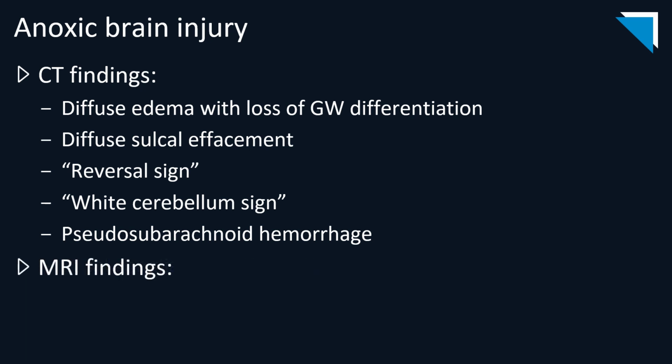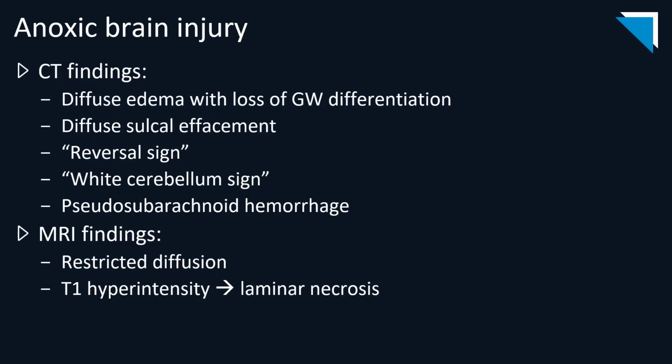MRI is generally not necessary to make this diagnosis, but if you're fortunate enough to have one, these are the findings to look for. Diffuse restricted diffusion, as we saw with our patient, and occasionally T1 hyperintensity due to laminar necrosis. I'm going to focus much more on the CT findings during this lecture because that's frequently all we have, and it's frankly all you really need to make the diagnosis.